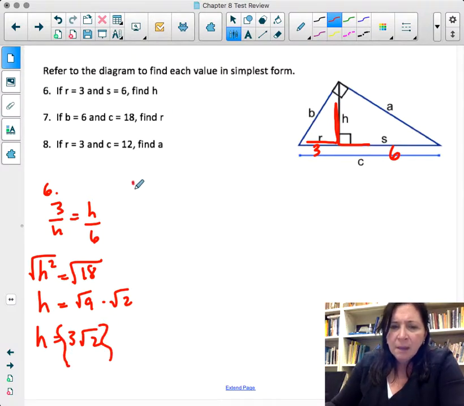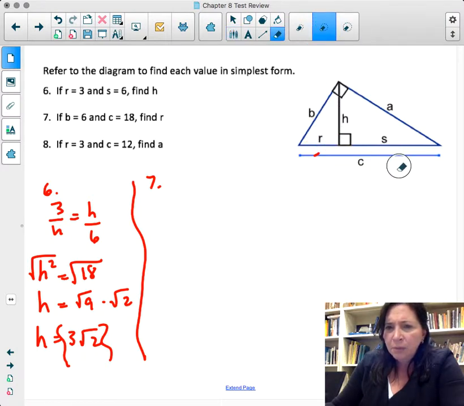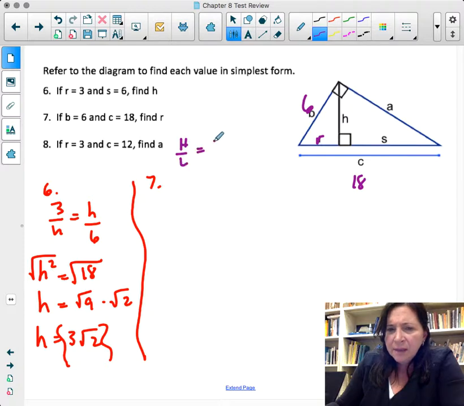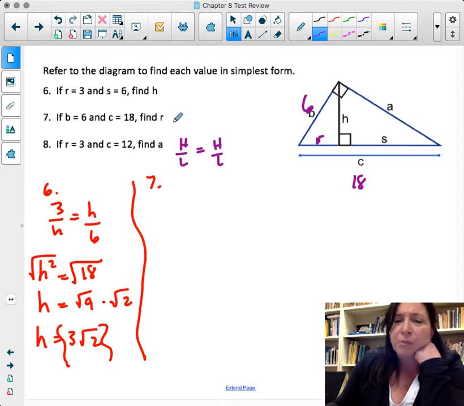Okay. The next one is 7. And I'm going to erase this because each one of these is an individual problem, independent of the other. So the next one says B is 6. So there's 6. C is 18. So that's the whole hypotenuse. Find R. So I want to find R. So this one I'm actually going to use hypotenuse leg. And so this one I'm going to use the small triangle. And this one I'm going to use the large triangle.